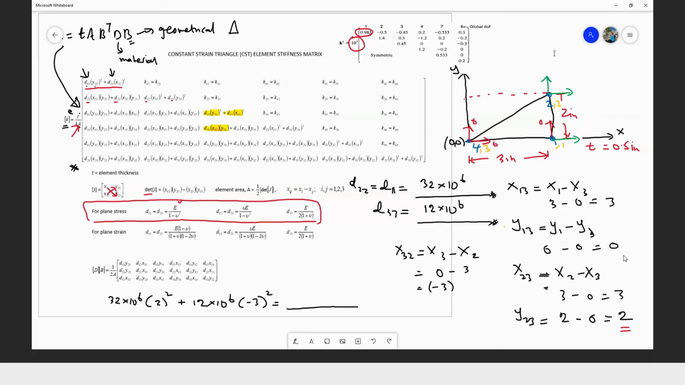Is it correct, this one? 236 times 10 to the power of 6. Sekejap. 236 times 10 to the power of 6. Alright.